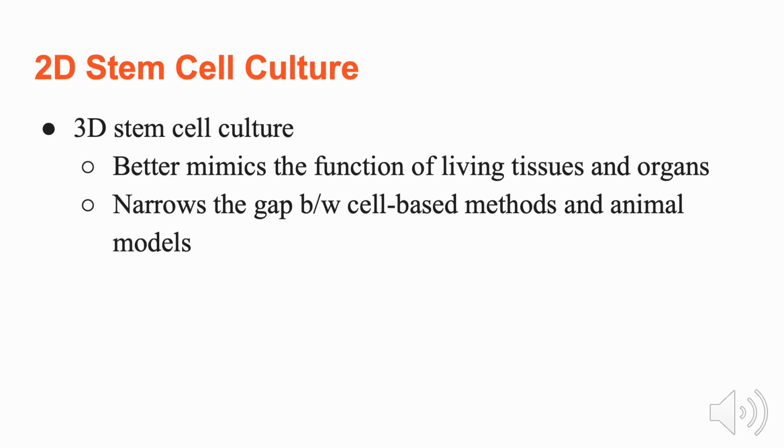2D stem cell cultures were used in the past and are used now to develop and culture stem cells for research and therapeutic purposes. However, 2D stem cell cultures do not involve 3D structures of different types of cells in vitro. Thus, 3D stem cell cultures are an improvement from 2D stem cell cultures because 3D stem cell cultures better mimic the function of living tissues and organs, and as a result, it narrows the gap between cell-based methods and animal models when studying therapeutics, treatments, and such.